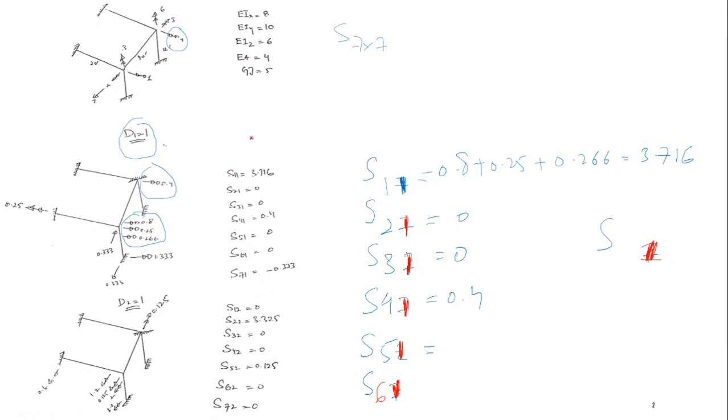Now S61 means corresponding to this. I have got no moment here, so S61 is 0. S51 means 55. Where is 5? This. I have got no moment here, so S51 is 0 as well. Finally S71. 7 is this axial deformation, corresponding to this I have got 0.33, but the direction is opposite, so I can write minus 0.33. So I am done with this. You will be doing this 4.